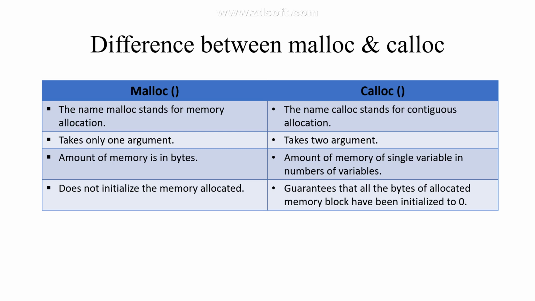The last part of my presentation is difference between malloc and calloc. The name malloc stands for memory allocation. The name calloc stands for contiguous allocation. Malloc takes only one argument, but calloc takes two arguments. In malloc, amount of memory is in bytes. In calloc, amount of memory of single variable in numbers of variables. Malloc does not initialize the memory allocated. Calloc guarantees that all the bytes of allocated memory block have been initialized to 0.